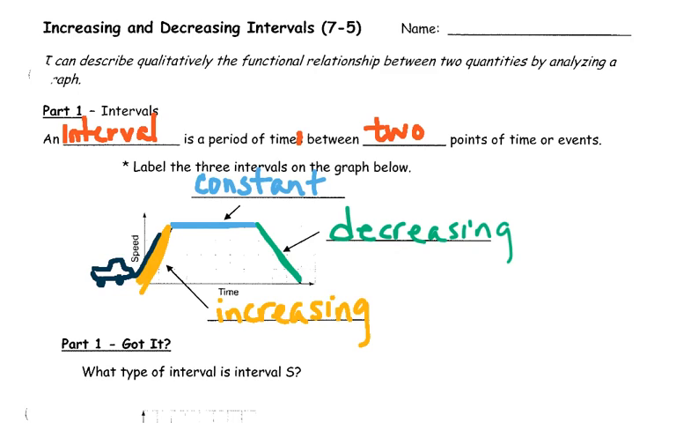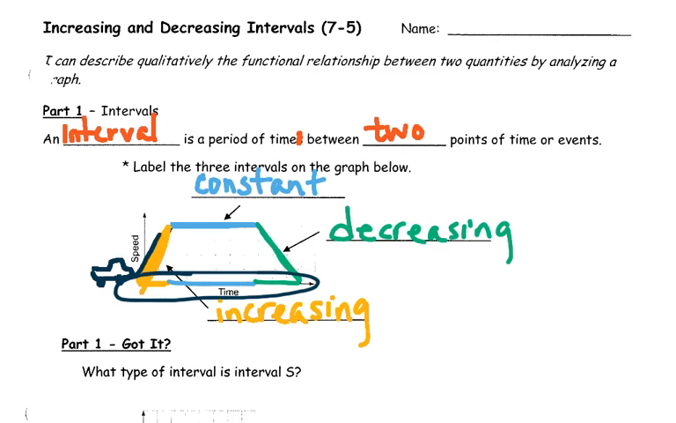So if we take a look at where the graph is increasing, we would say it's increasing from here to here on the x-axis, and then it is constant until there, and then it is decreasing there. So the x-axis right here are the intervals where it is increasing, constant, and decreasing.